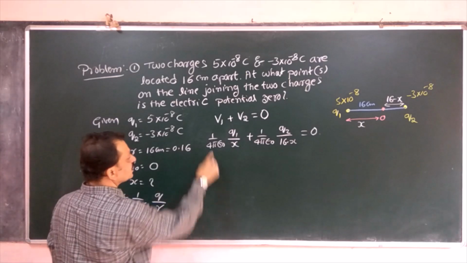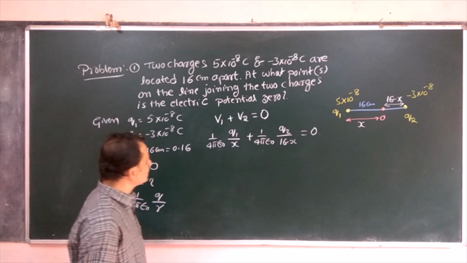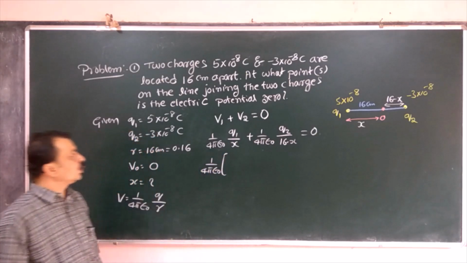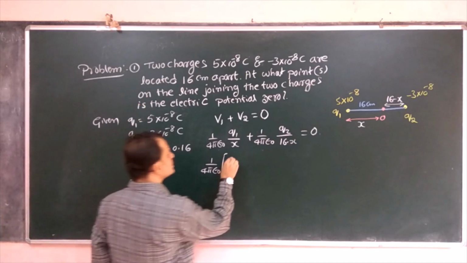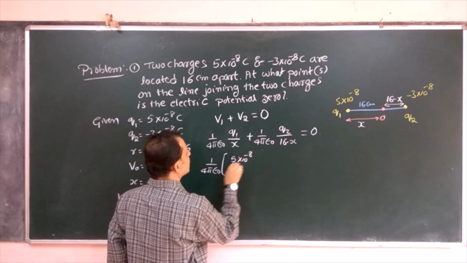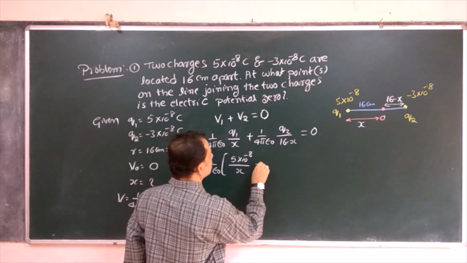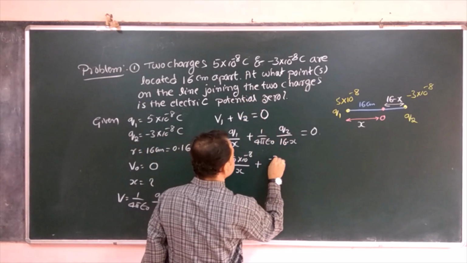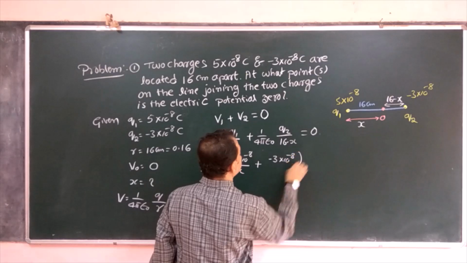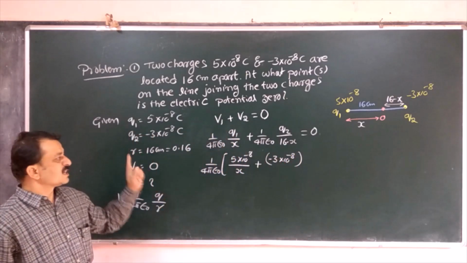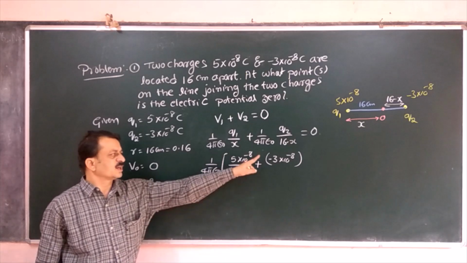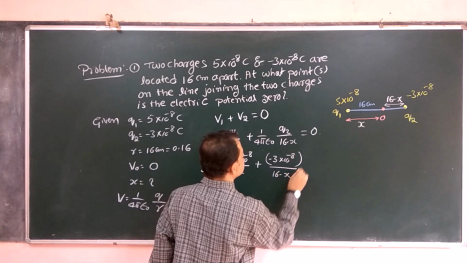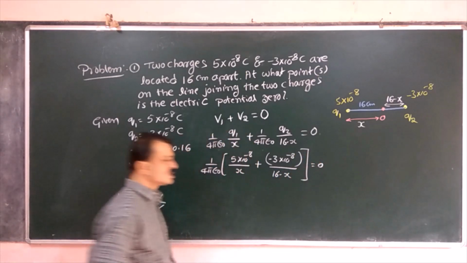Now what is common here? 1 upon 4 pi epsilon naught, 1 upon 4 pi epsilon naught. ಅವನು ಕಾಮನ್ ತೆಗೆಯುವ 1 upon 4 pi epsilon naught. Q1 value ಕೊಟ್ಟಿದ್ದಾನೆ, substitution ಮಾಡಿಕೊಳ್ಳುವ, that is 5 into 10 to the power of minus 8 divided by x plus, already common ತೆಗೆದಿದ್ದೇವೆ, Q2, it is minus 3 into 10 to the power of minus 8. Remember, ಇಲ್ಲಿ ನಾವು ಸ್ಕೇಲಾರ್ ಕ್ವಾಂಟಿಟಿ ಪೊಟೆನ್ಶಿಯಲ್ ಅನ್ನ ಕಂಡುಹಿಡಿತಾ ಇದ್ದೀವಿ, ಹಾಗಾಗಿ ಚಾರ್ಜ್ ಗೆ ಮೈನಸ್ ಸೈನ್ ಅನ್ನು ಕನ್ಸಿಡರ್ ಮಾಡಬೇಕು. By it is 16 minus x, that should be equal to 0.